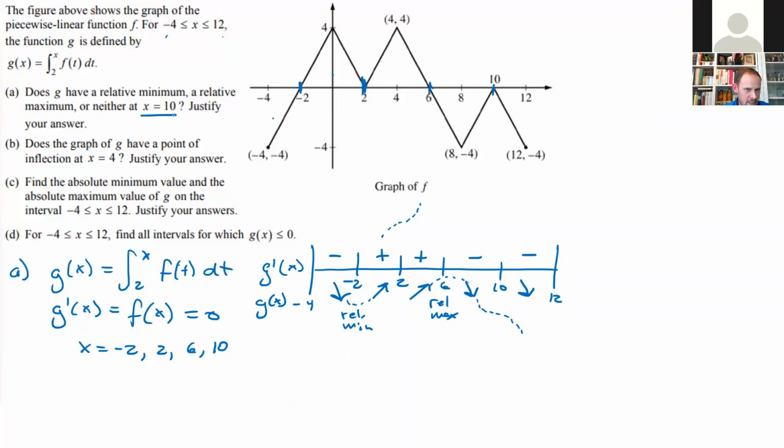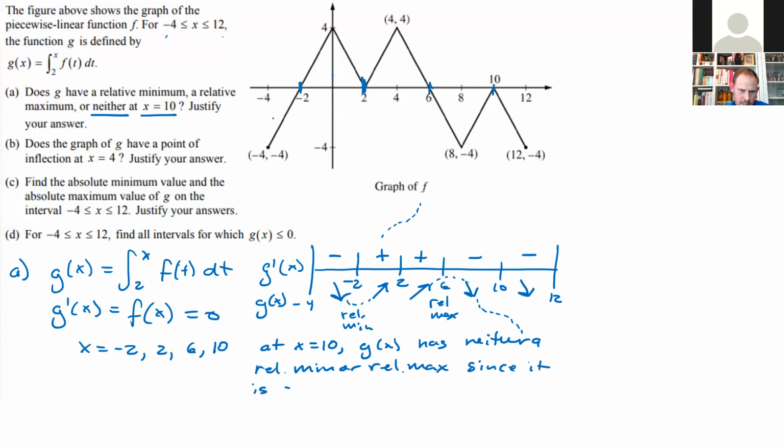Then the question asks specifically about x equals 10. So it's neither. At x equals 10, g of x has neither a relative min nor relative max, since it is decreasing on both sides of 10. Or you can just say since it's decreasing there, that'd probably work.